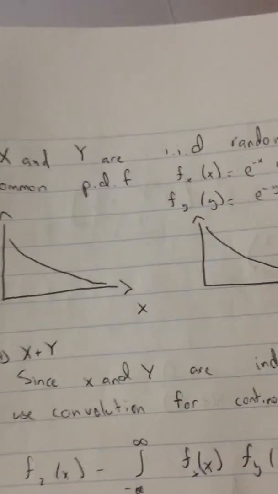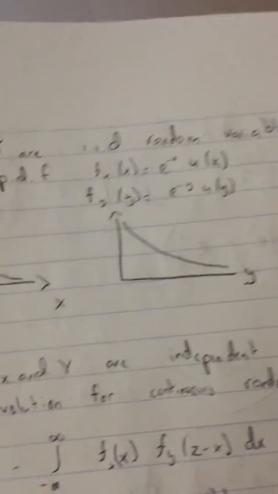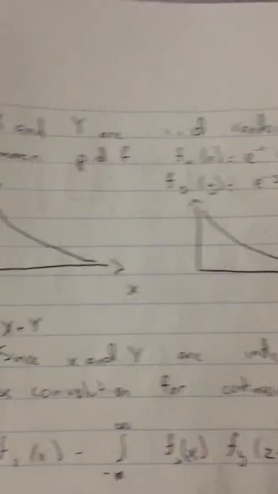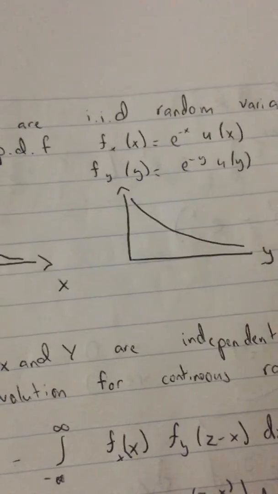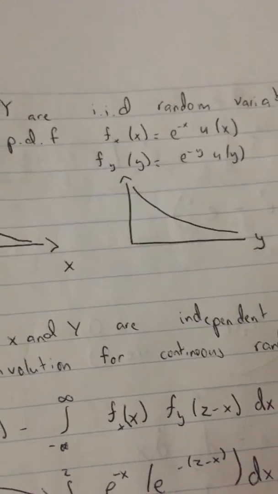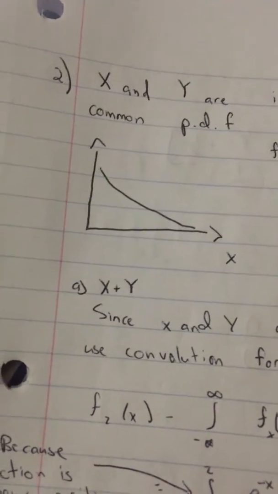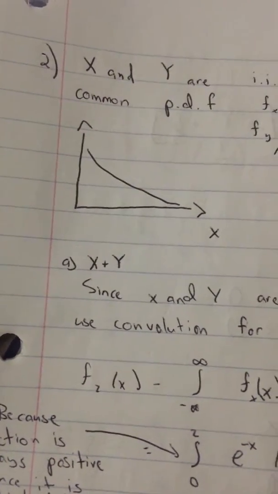We're given that x and y are IID random variables with the common PDF, e to the negative x multiplied by a unit step function, e to the negative y multiplied by a unit step function. These are what the graphs look like. So for part A, we have to find the sum x plus y.